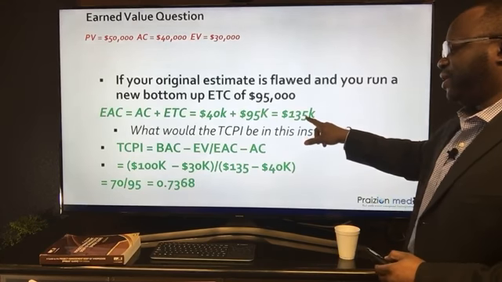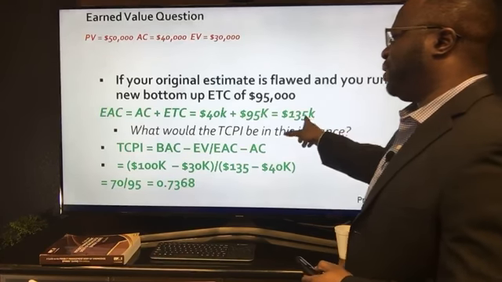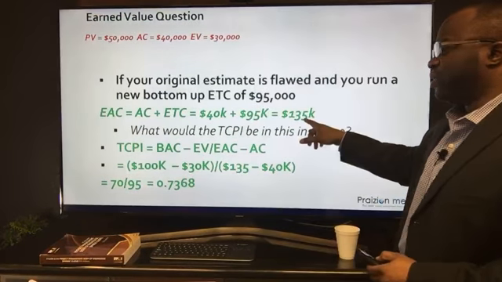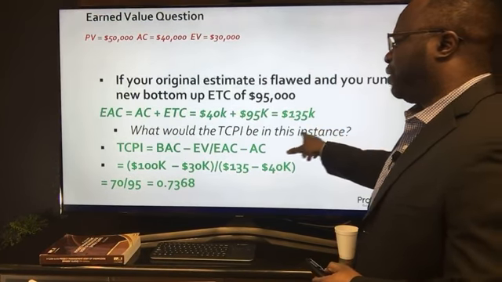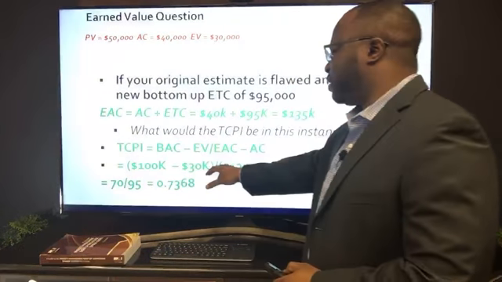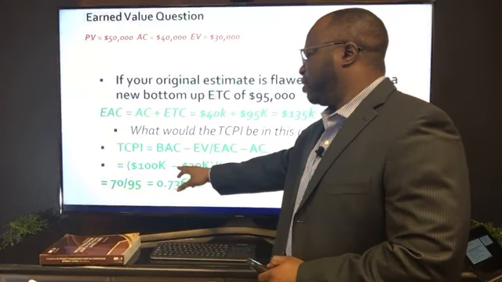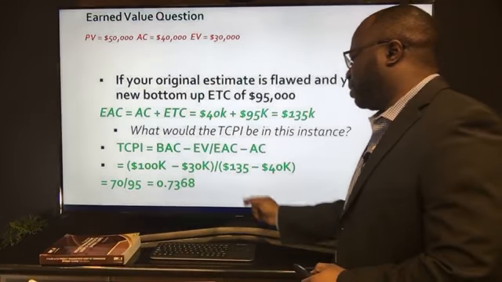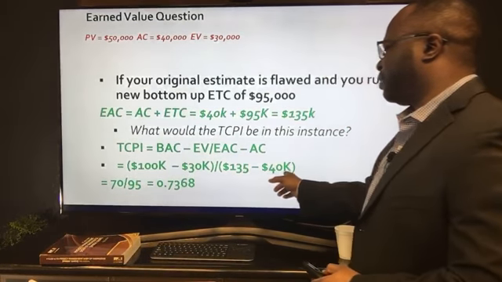So this is your EAC. It says you've done a brand new bottom-up ETC, so you can glean from the question that you need to go in this direction to find your EAC. And then if you plug in your EAC, as Olivia and others said, I think Somnath said this as well, 70K is going to be the top. The bottom is the tricky part.